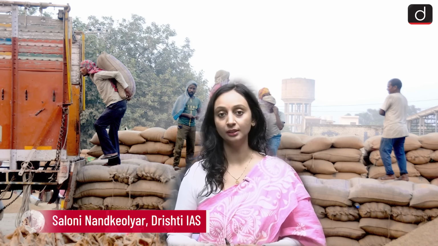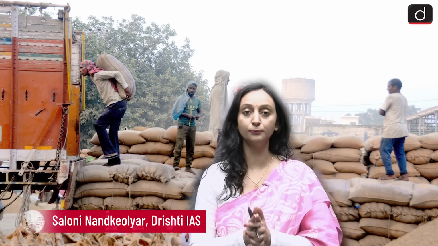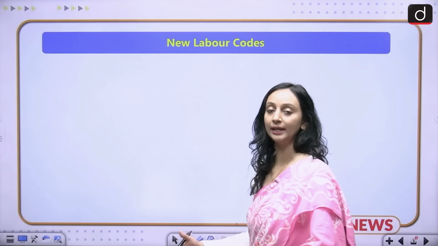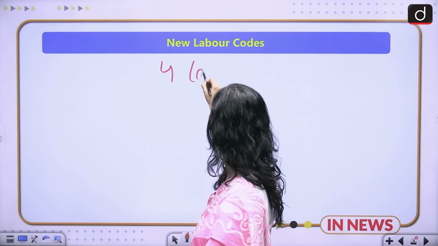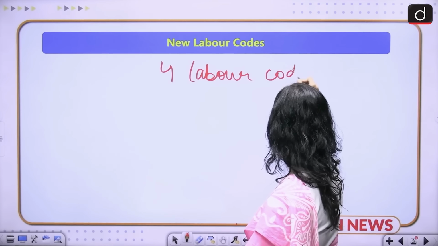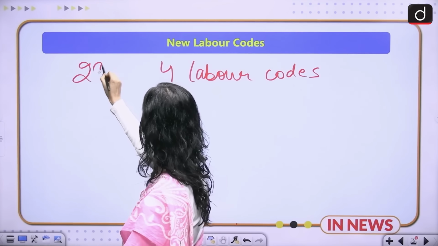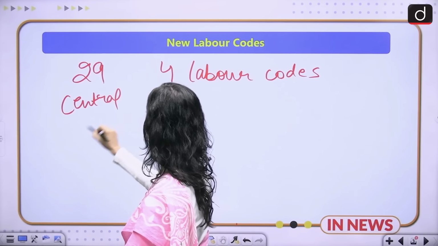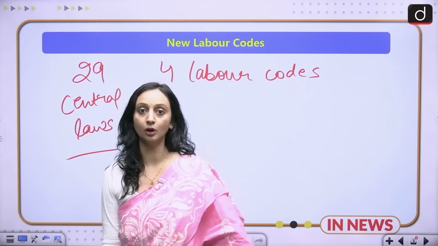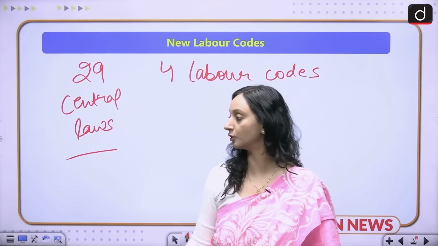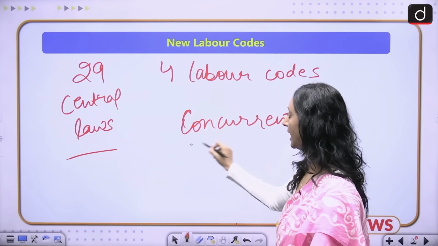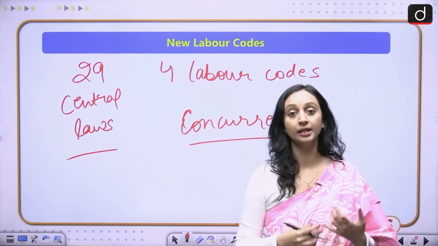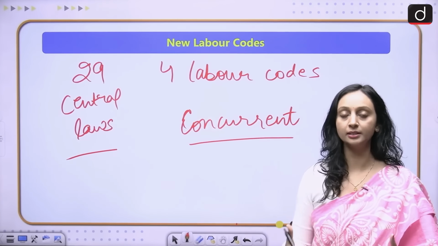My name is Saloni Nankyoliar and in today's session we are going to study the 4 labor codes that have been introduced by the Government of India. Amalgamating 29 central laws, the Government of India has come up with 4 new labor codes from 29 central laws that used to exist on labor, because labor is a subject of the concurrent list, which means that both the central government as well as the state governments can make laws on labor. That is why we used to have 29 central laws and then certain state laws.